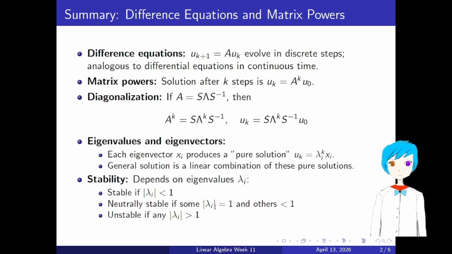If for some λ_i the absolute value is 1, and for the others the absolute values are smaller than 1, then the solution is bounded and the system is called neutrally stable. If the absolute value of at least one eigenvalue is greater than 1, then the system is unstable and the solution will blow up as k goes to infinity.